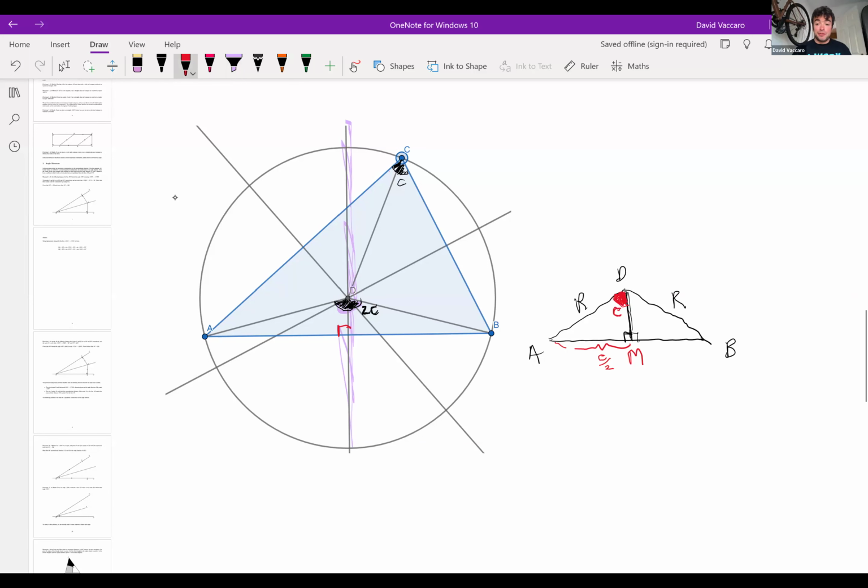But now we can just do a little bit of trigonometry on this right angle triangle. So on that right angle triangle, we have that sine of C is the opposite, which is c over 2, divided by the hypotenuse, which is R. And if I just rearrange this a little bit, I get that 2R, which is the diameter, is equal to c divided by sine C.